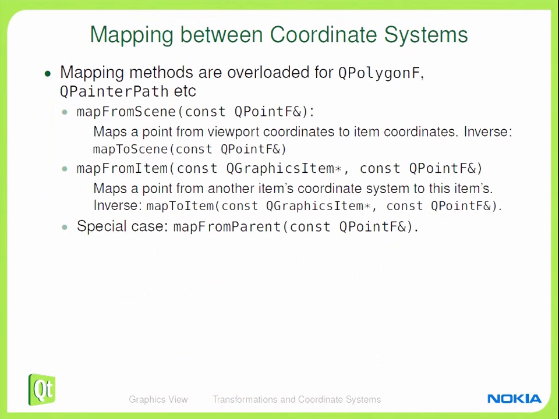Sometimes it might be necessary to get the coordinates of another coordinate system for an individual item, for instance, that you would need to map coordinates between these different coordinate systems. You have functions to do that: map from scene, map from item, map to item, map to scene. And you can apply these for single points, for polygons, or paintables.